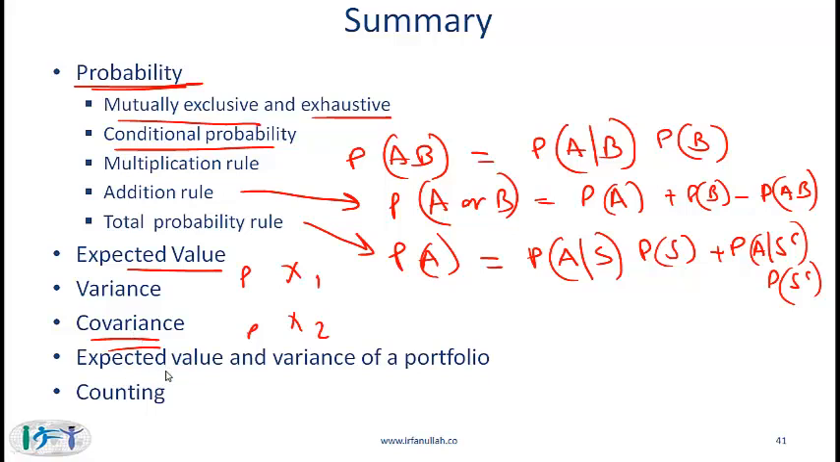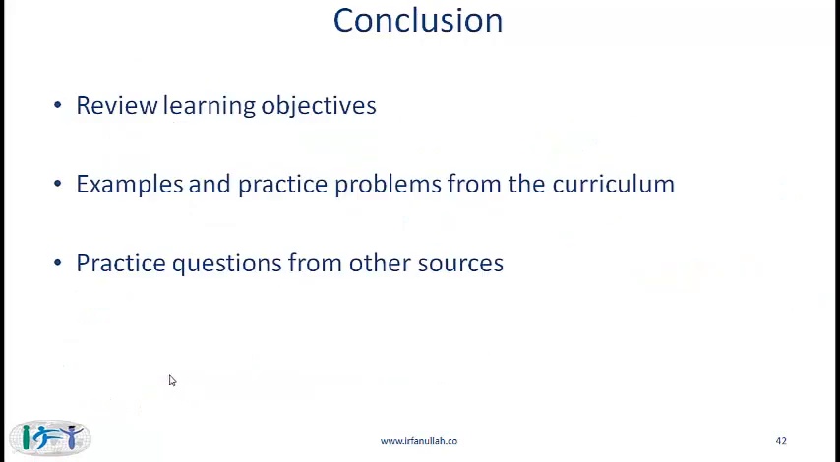Then we talked about expected value and variance of a portfolio. The expected value was fairly straightforward. Variance of a portfolio involves knowing the covariance between the different elements of the portfolio, the weightage of each element, the standard deviation of returns, and so on. And then finally we talked about counting, which involved permutations, combinations, and labeling. This is fairly straightforward. So that is it.